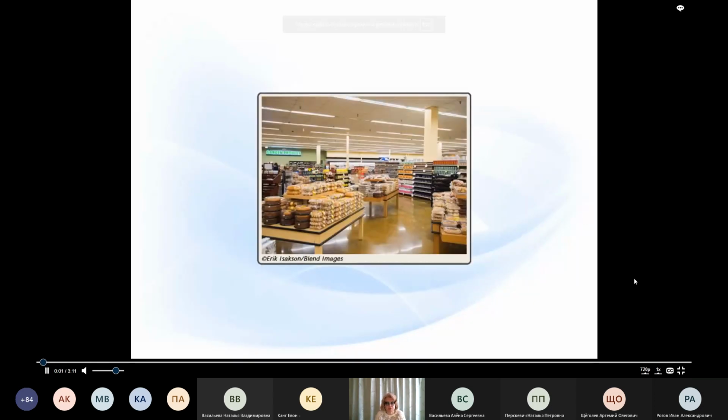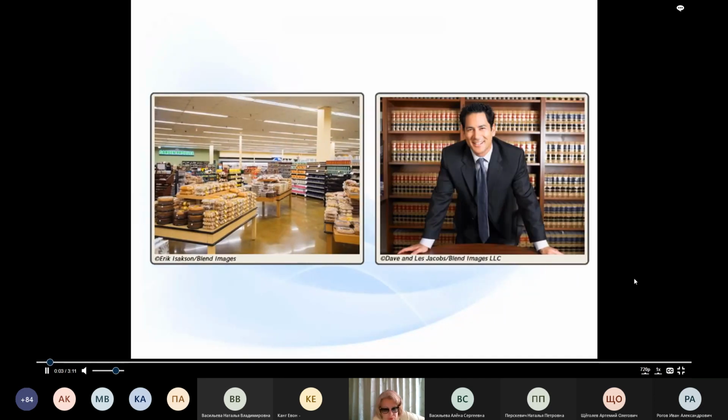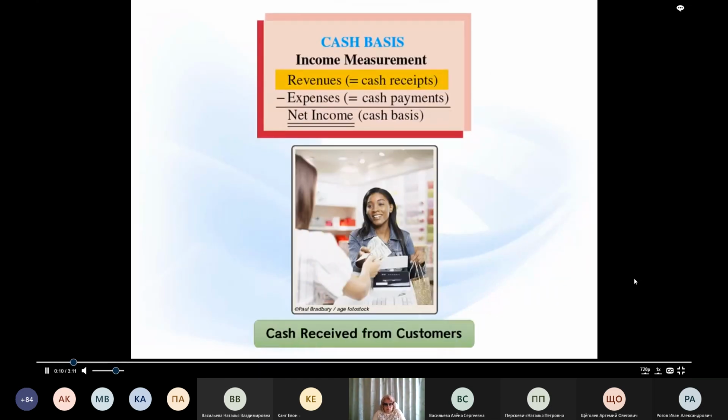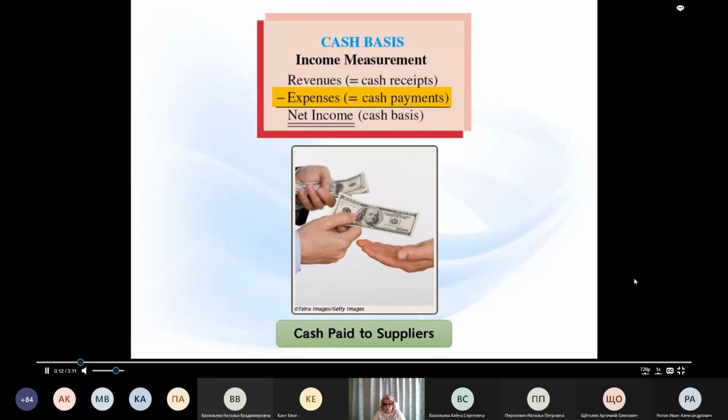Many small businesses, including local retailers and service providers, use cash basis accounting. When the cash basis is used, revenues are recorded when cash is received from customers, and expenses are recorded when cash is paid to vendors or suppliers.